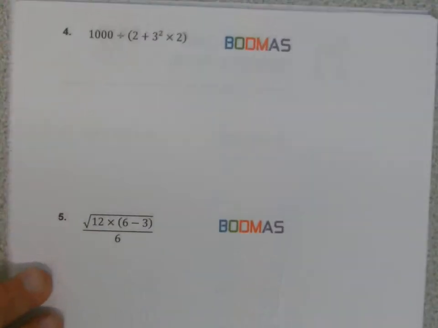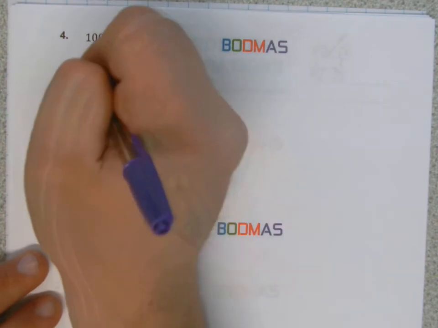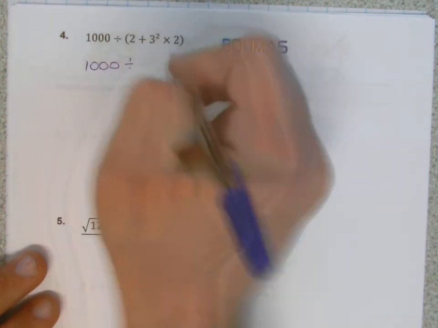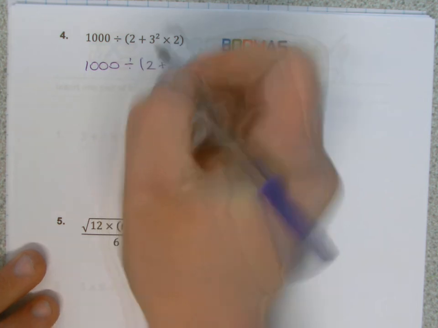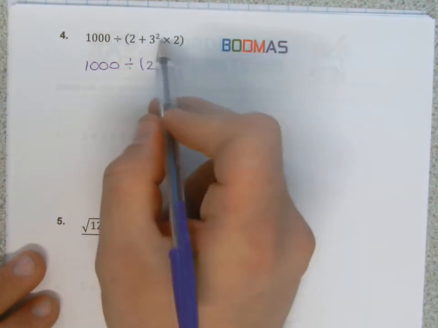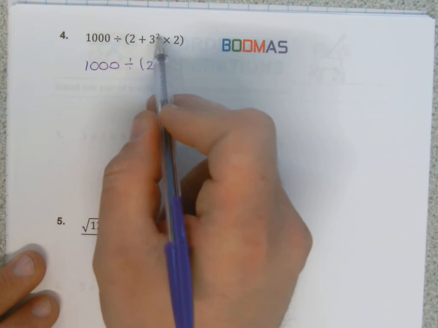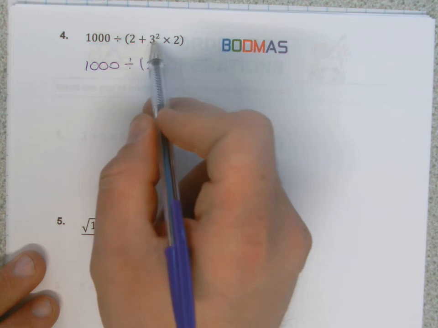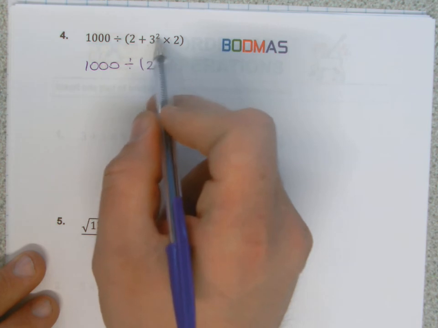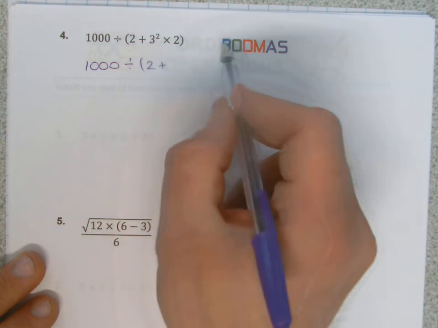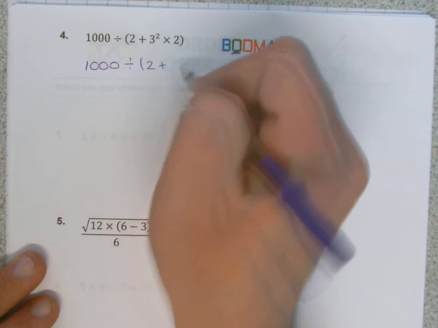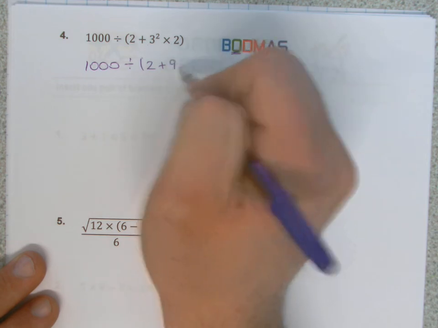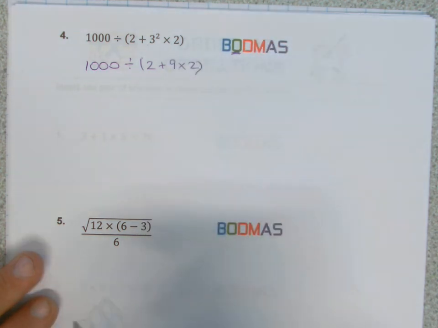Okay, question 4, right? Now we've got 1,000. Let's work out the bracket. Let's take our time on this. 2 plus, now you've got an add, you've got a multiply, you've also got a power here, the square of 3. So 3 to the power 2. So I need to work this out first. Okay, the power has priority. So that would be 9, wouldn't it? 3 squared is 3 times 3, so that's 9. So I'm left with that.